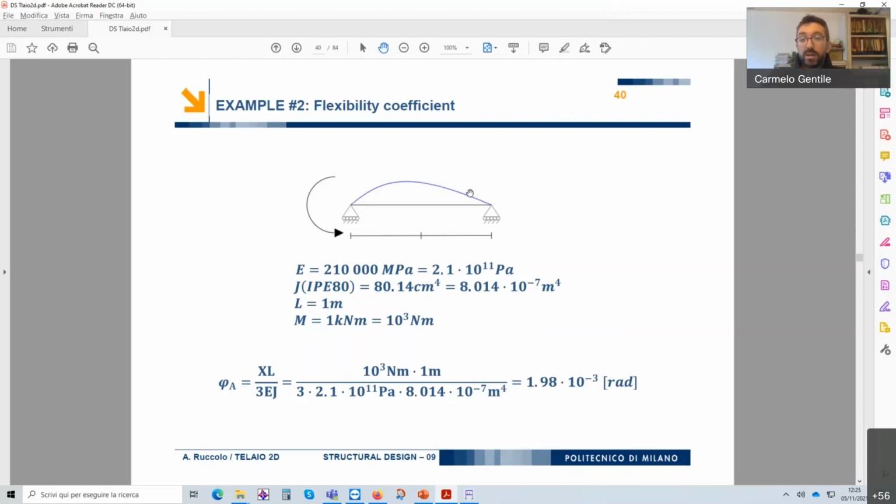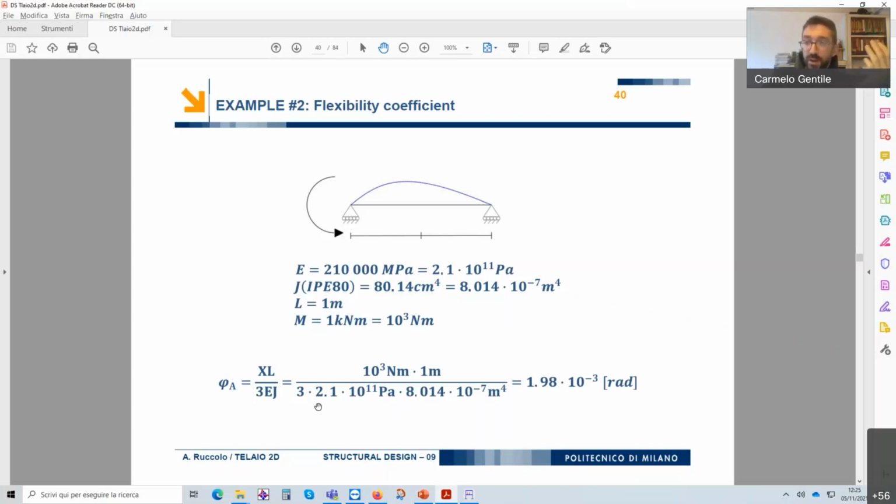Now let's consider this simply supported beam. We have a bending moment applied on the first end of the structure, and so the deformation of the beam is as drawn in blue. We know that the flexibility coefficient in the node A, in this case, is L over 3EI. Okay, we have seen it basically always.